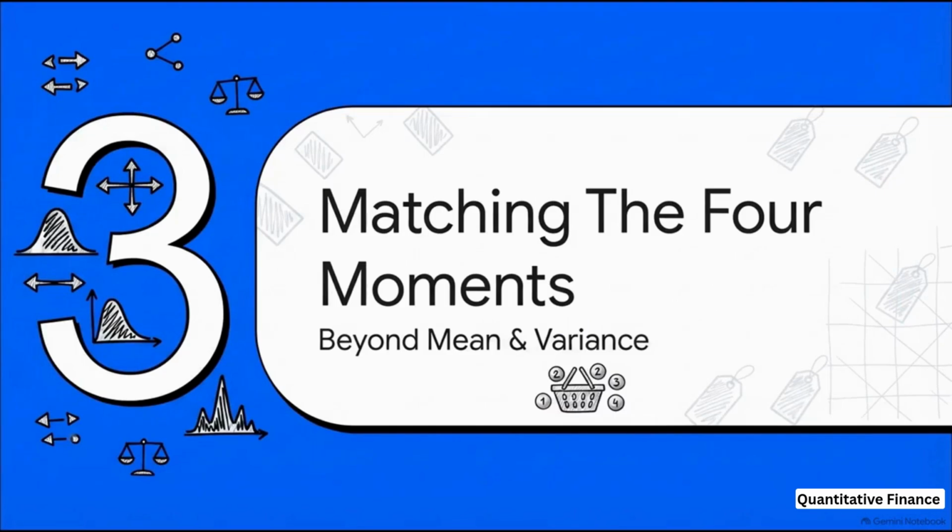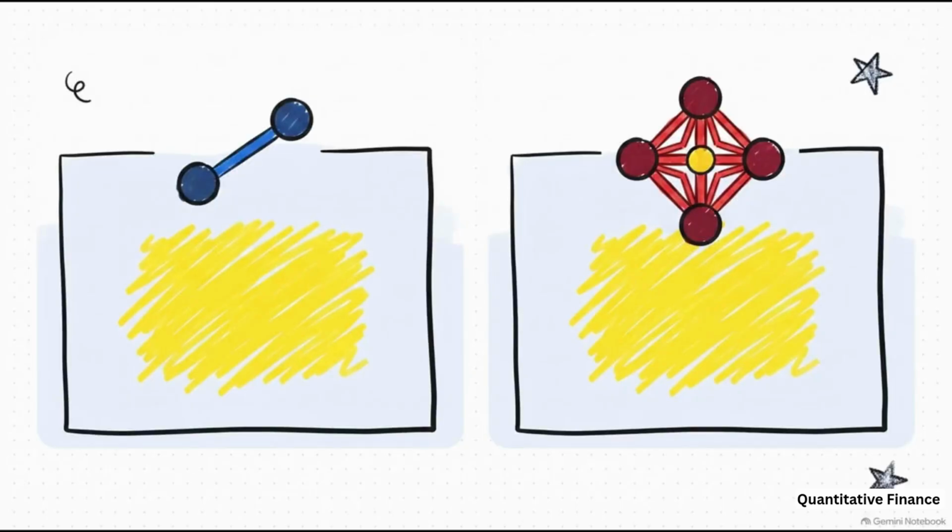Section 3. Matching the four moments. This is where the authors upgrade traditional distributional approximations, moving way beyond just finding the average and the variance. Unlike the classical Fenton-Wilkinson method, which just matches the first two moments, mean and variance, this novel probability framework matches four moments: the mean, variance, skewness, and kurtosis.